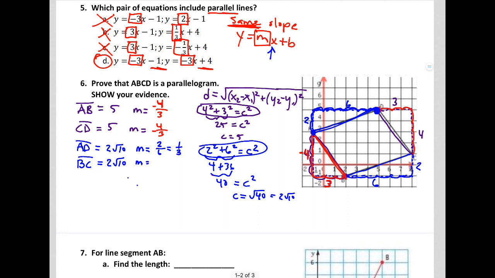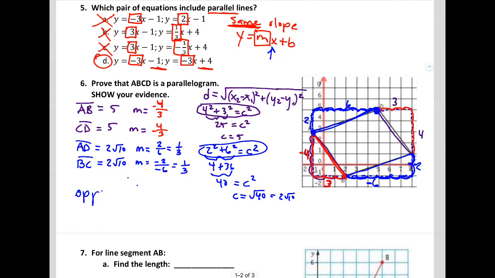And then at the bottom there, it is a down. If I go from one to the other, going down 2, so that'd be a -2, and over to the left 6, so that would be a -6. But a -2 divided by a -6 is the same thing as positive 1/3, because a negative divided by a negative is a positive. So therefore, we have the same slopes. And since opposite sides have congruent slopes and opposite sides are congruent, we know we have a parallelogram.